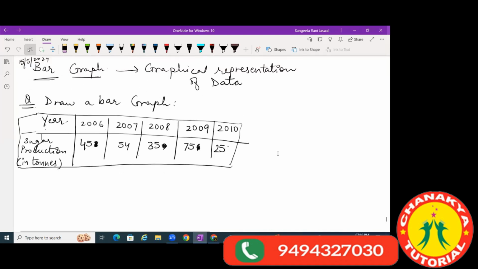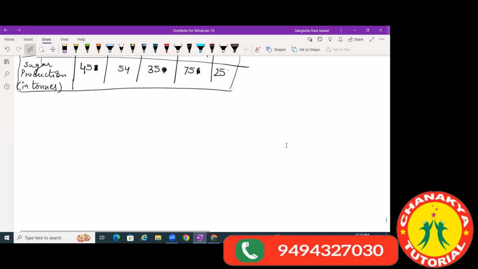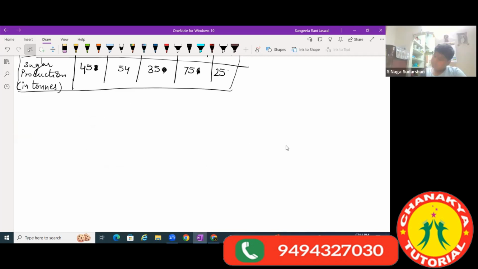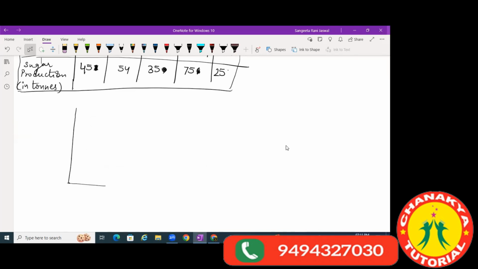Okay. So this is the data. Now let's see how I plot a graph here. See, those who don't have graph paper can make it with a pencil and scale. You can use your pencil and scale, right? And for tomorrow, you can arrange for the graph paper.